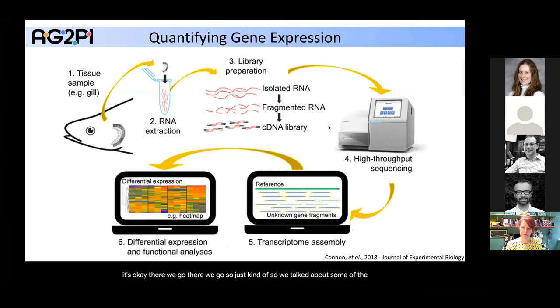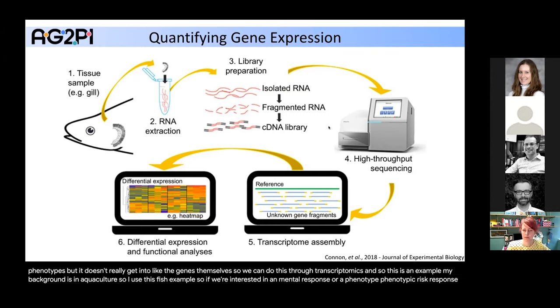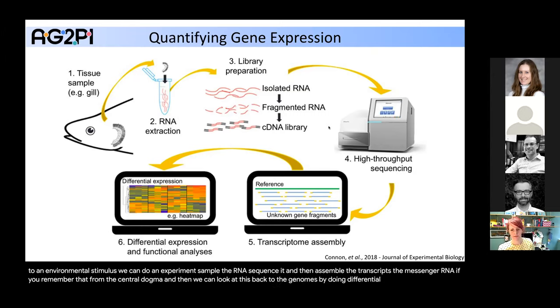So we talked about some of the genomic aspects that we can quantify that relate to phenotypes, but that doesn't really get into the genes themselves. So we can do this through transcriptomics. And so this is an example. My background is in aquaculture, so I use this fish example. If we're interested in a phenotypic response to an environmental stimulus, we can do an experiment, sample the RNA, sequence it, and then assemble the transcripts, the messenger RNA, if you remember that from the central dogma. Then we can look at this back to the genomes by doing differential expression and functional analyses.